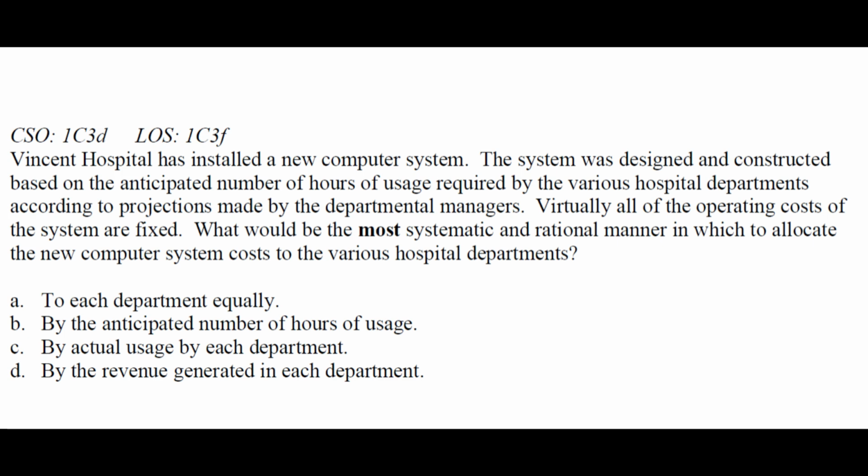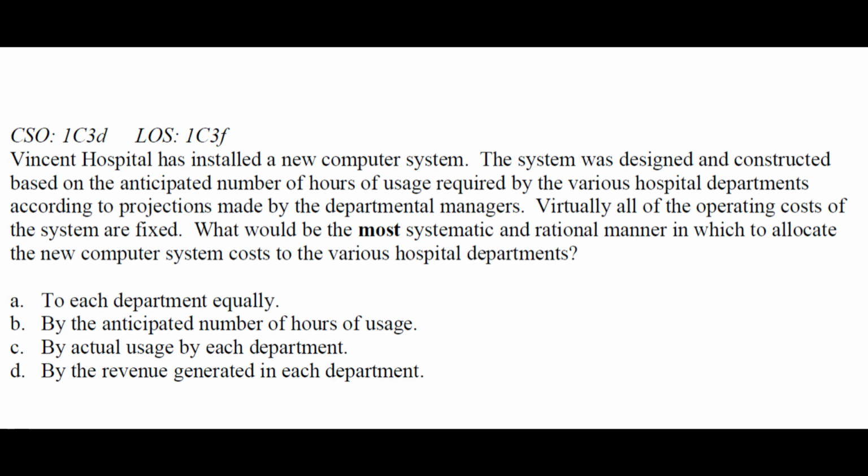A. To each department equally. Incorrect. Equal allocation ignores differences in expected usage and does not reflect the benefits received by each department. B. By the anticipated number of hours of usage. Correct. Because the system was designed using projected departmental usage and costs are primarily fixed, allocating costs according to anticipated hours promotes fair cost assignment and encourages accurate budgeting.